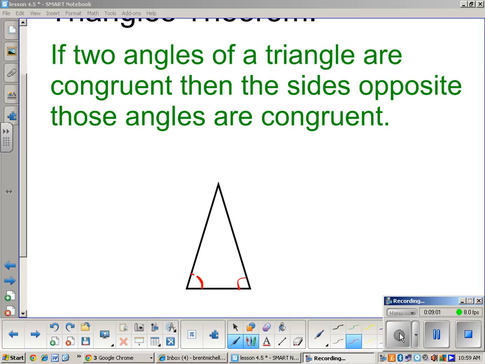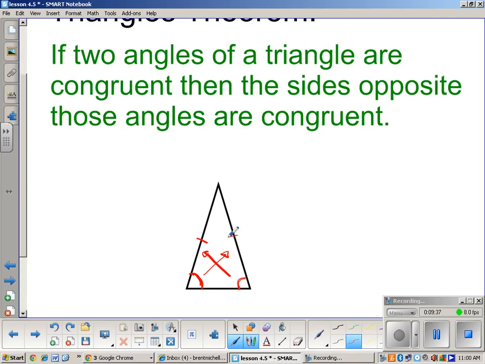So this is the converse of the last one. The last one said if the two sides are congruent, then the angles opposite them are congruent. This is saying if these two angles are congruent, then the sides opposite these angles have to be congruent. It just totally switches the two around. So what do we get out of the two of these? Whenever two sides of a triangle are congruent, then the angles opposite them have to be congruent. Whenever two angles are congruent, then the sides opposite them have to be congruent. They always go hand in hand.